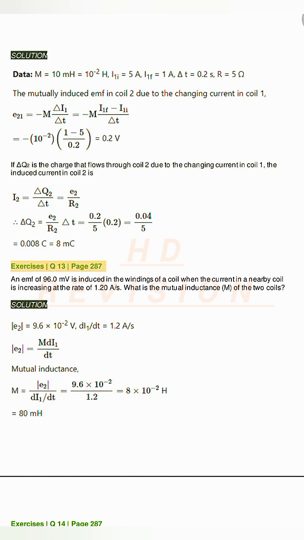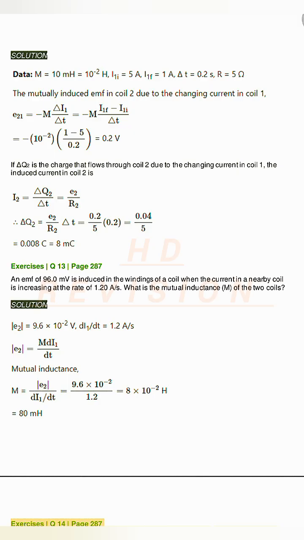Exercises Q13, page 287. An EMF of 96.0 mV is induced in the windings of a coil when the current in a nearby coil is increasing at the rate of 1.20 A/s. What is the mutual inductance M of the two coils? Solution.